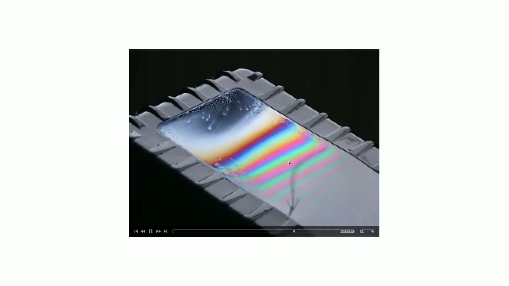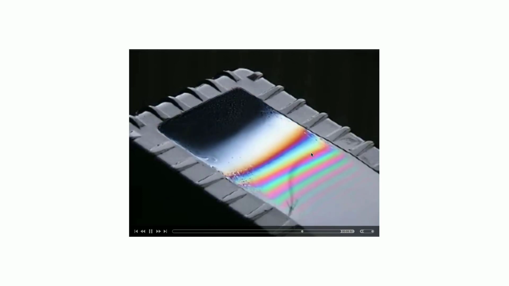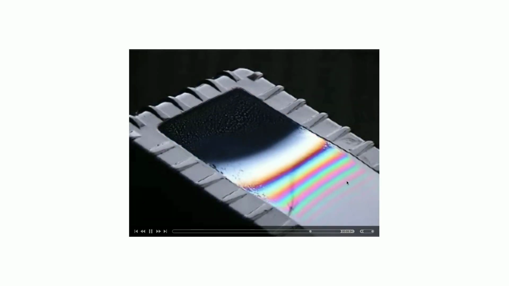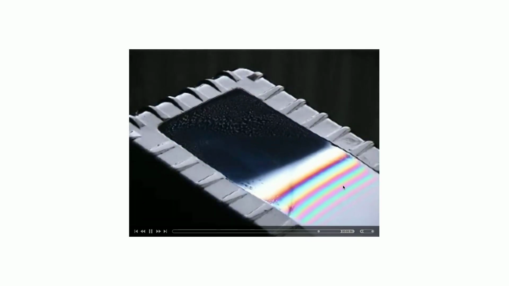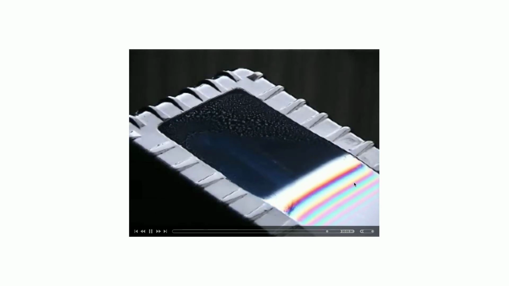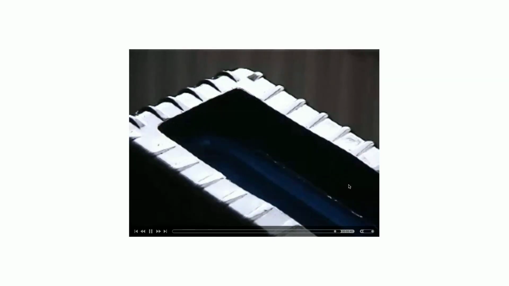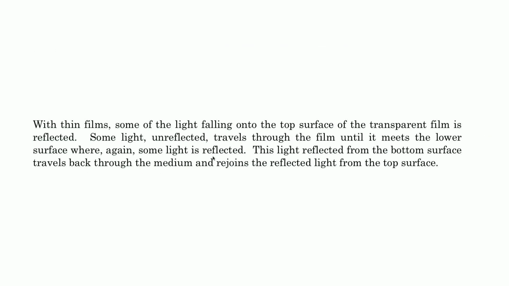So all of these things in here would be at different thicknesses, and so we're seeing different colors interfering constructively at that point. It really shows nicely what we're talking about. But basically with thin film, some of the light falling on the top surface is reflected, some travels through the film, and then it's reflected again, and we get interference between those two.